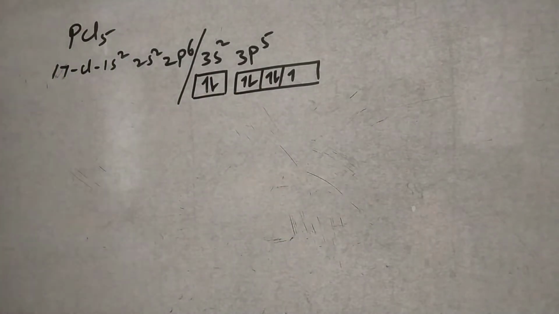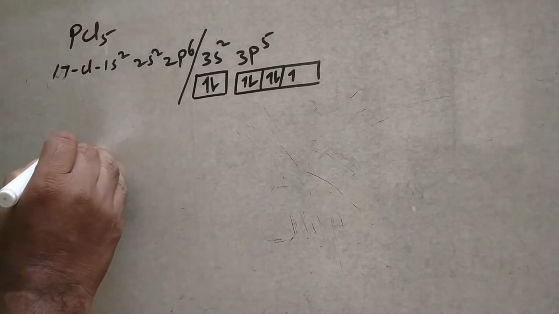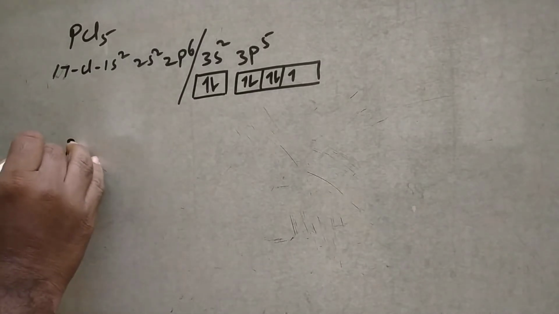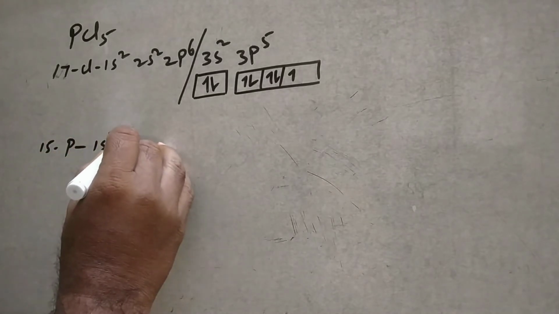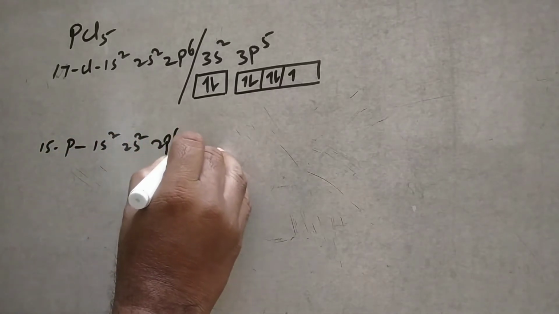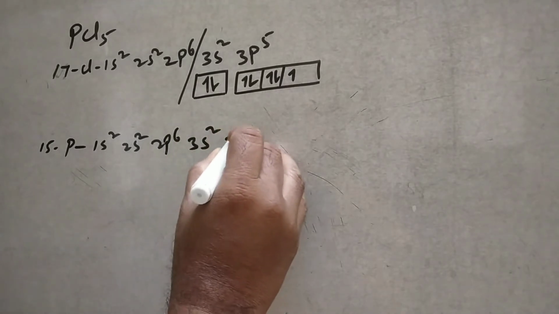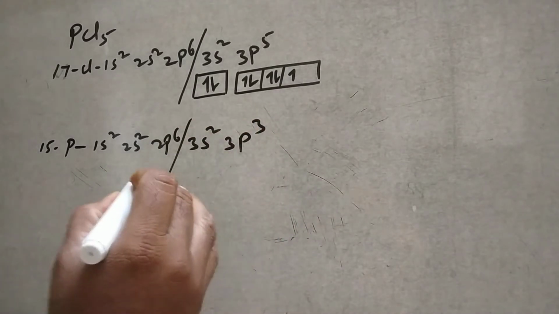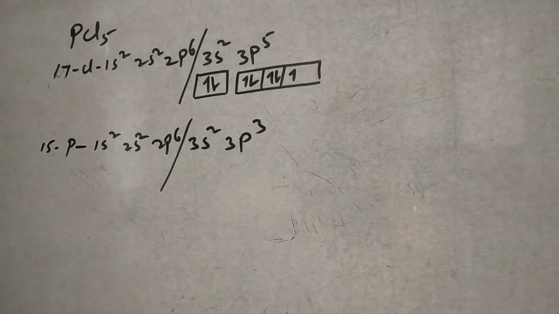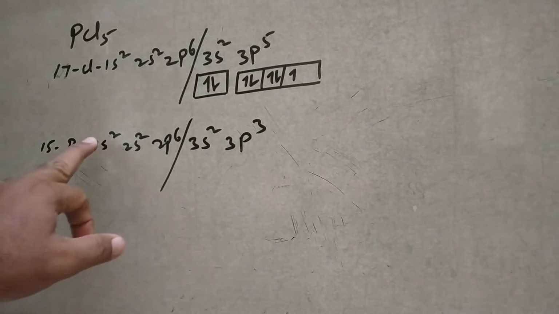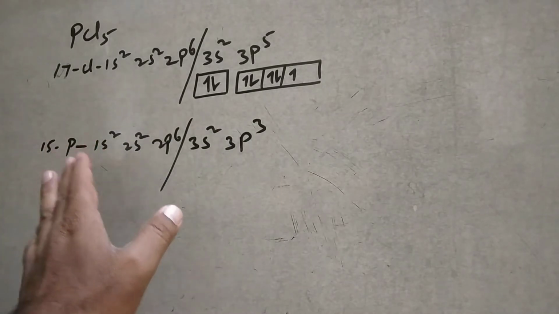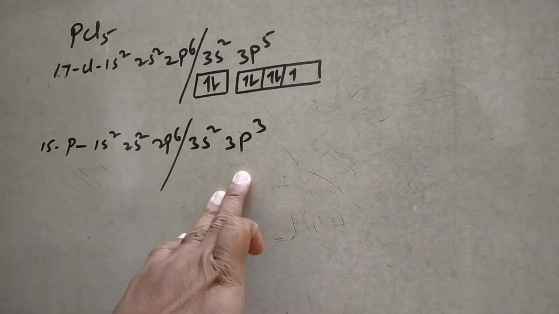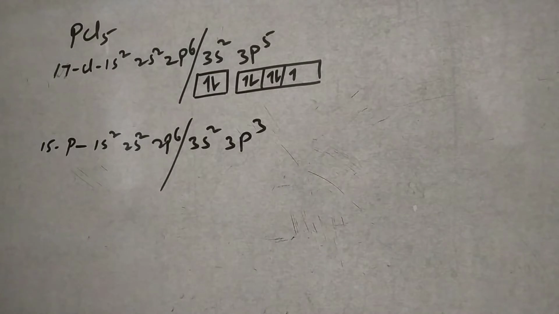So here we'll write the electronic configuration of phosphorus. Phosphorus electronic configuration is 1s2, 2s2, 2p6, then 3s2, then 3p3. Why? Atomic number is 15: 2 plus 2 plus 6 plus 2 plus 3, that is 15. So this is called electronic configuration. If you want, please go through my previous videos.